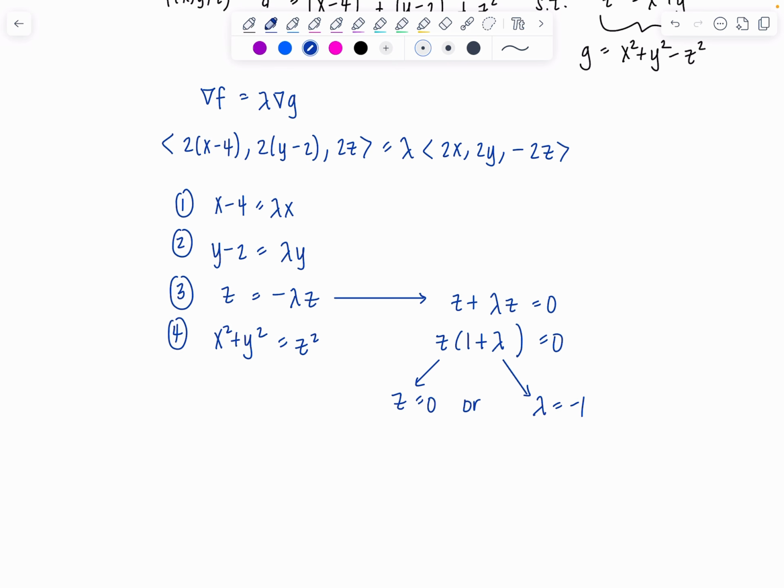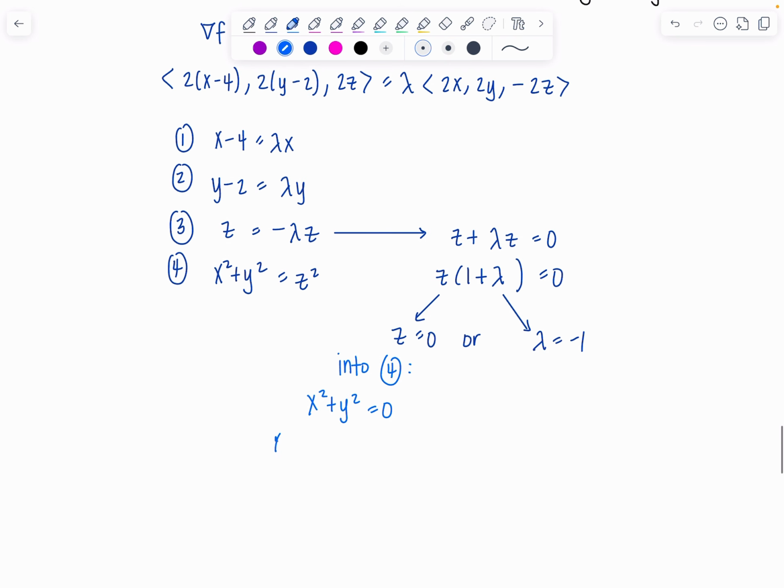Let's explore both options. What if z is 0? Let's go into equation 4. That's the only other place I see z. That would tell me x squared plus y squared is 0. That's only going to be true if x and y are both 0, right? There's no other way for that to be true.